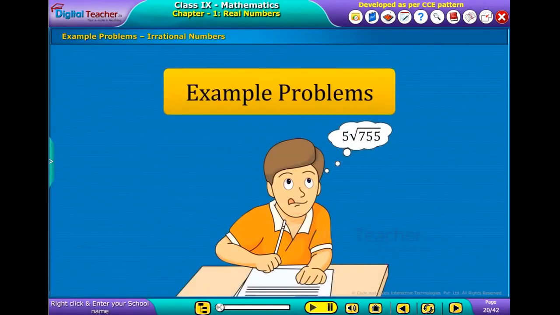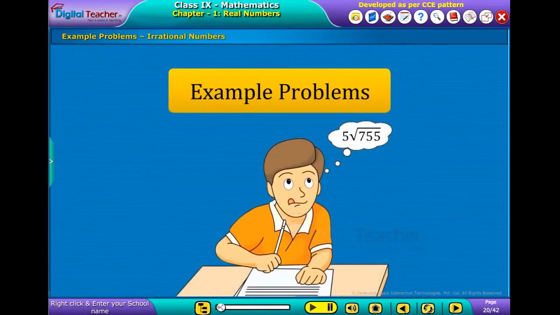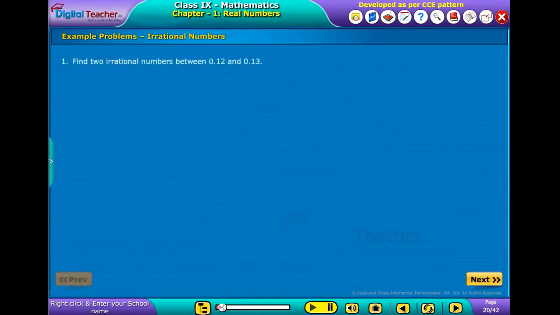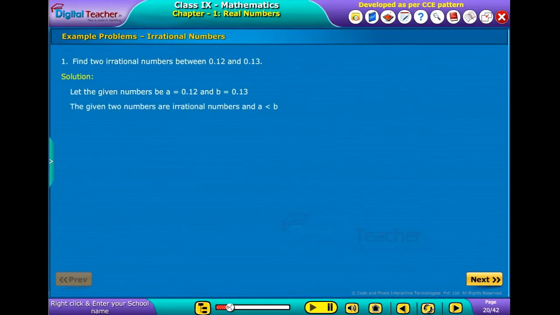Now, let us solve some example problems on irrational numbers. Find two irrational numbers between 0.12 and 0.13. Solution. Let the given numbers be a equal to 0.12 and b equal to 0.13. We observe that the given two numbers are rational numbers and a less than b.